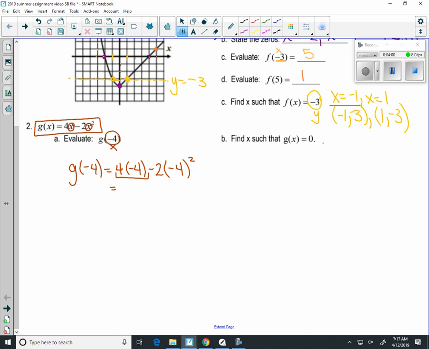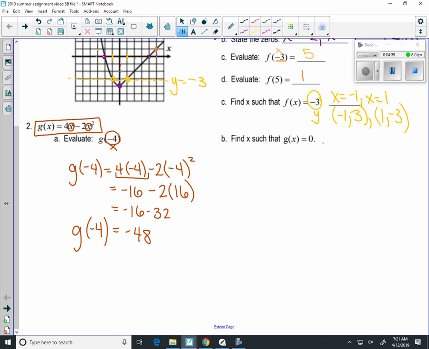So 4 times -4 is -16. I'm going to put this minus in the middle. And then here's where those parentheses are important. When we square the negative, we get a positive. Square the 4, we get 16. So -2 times 16 is -32. And then -16 minus 32, we're going to get -48. So without a calculator, that takes a couple more steps, but I think the steps are pretty reasonable.